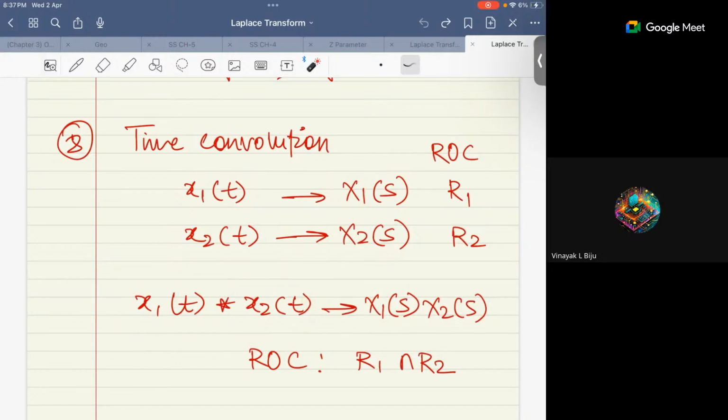The ROC will change here, and the ROC will be the intersection of both these functions. Whatever ROC R1 was for the first signal, and R2 for the second signal, it will be the intersection of both the signals.